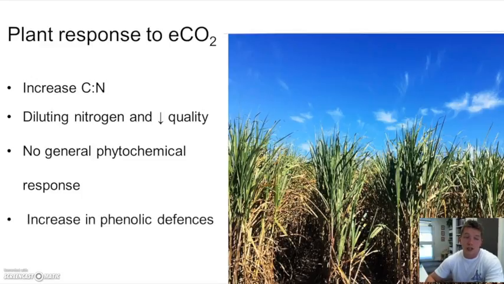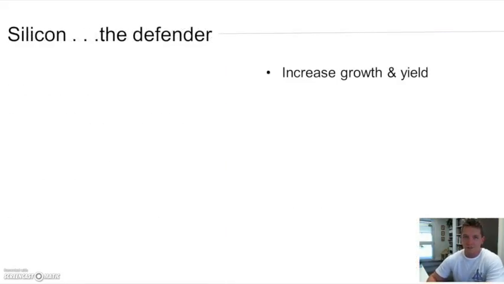However, there is one class of defenses where we do see a trend, and that is in the phenolic-based defenses, which typically seem to increase in response to elevated carbon dioxide. But plants don't only rely on carbon-based defenses to defend themselves against pathogens and herbivores. They also rely on silicon-based defenses.